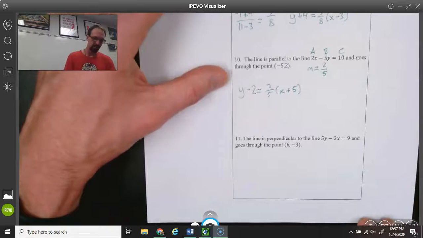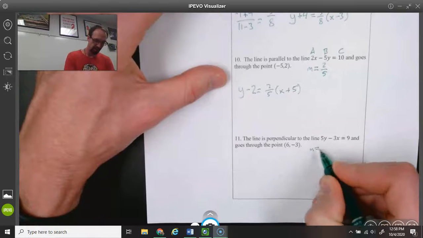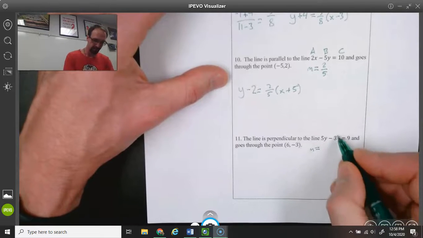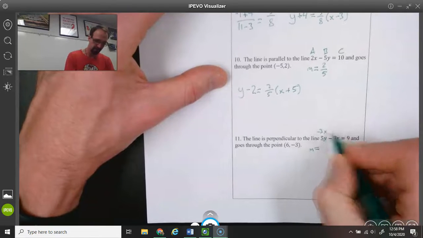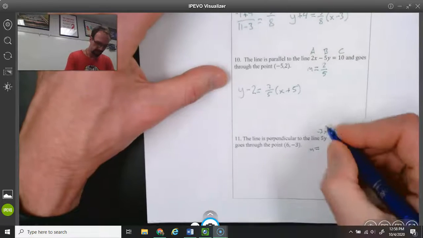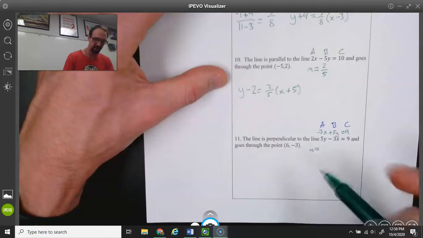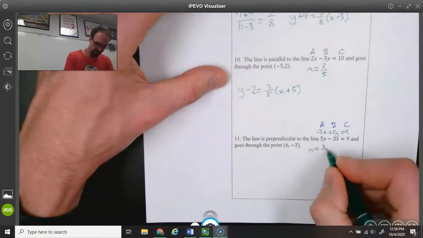The line perpendicular. All right, so to find perpendicular, first we need to find the slope, and then we need to take the opposite reciprocal of it. So the slope of this particular line is going to be, and also note, this is in different order, -3x plus 5y equals 9. So this gives me A, B, C, opposite A over B. It's going to be 3 fifths.